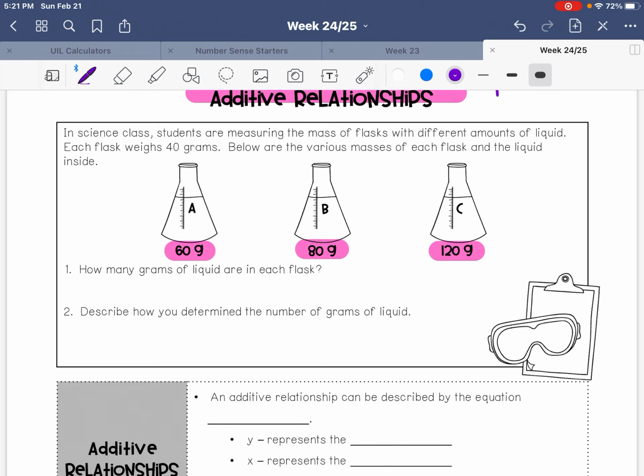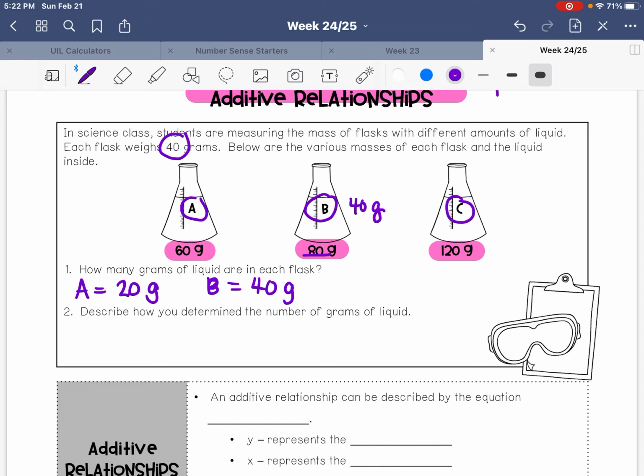Well, we know that each flask weighs 40 grams, so A has a total of 60 grams. That means that there are 20 grams of water in flask A. Okay. Flask B has a total of 80 grams, but the flask itself weighs 40 grams. So that means in flask B, there must be 40 grams of water.